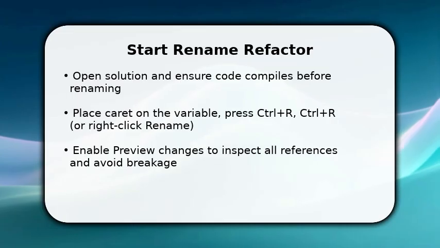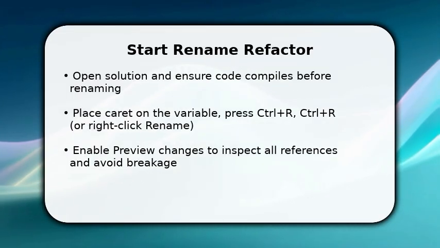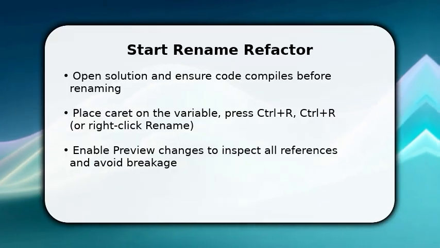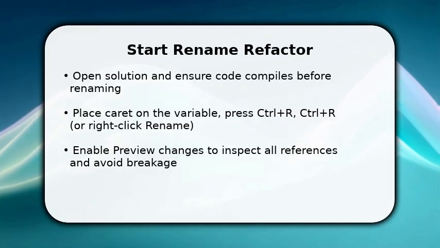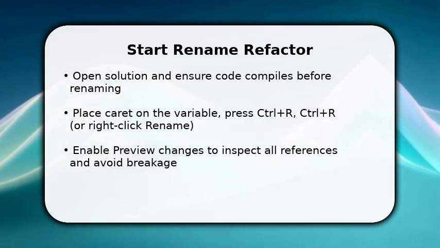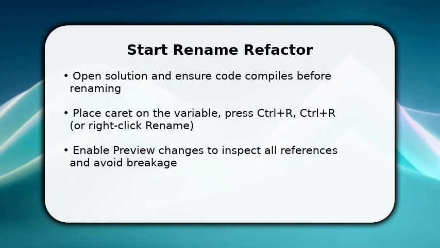You start by locating the variable you want to change and placing the caret on it. This targets every typed reference. Once done, invoke rename with Ctrl+R, or the context menu. Visual Studio will gather all symbol references so you don't miss usages.